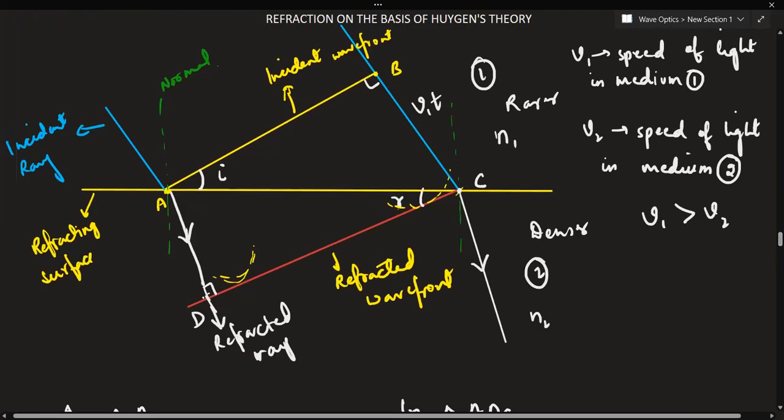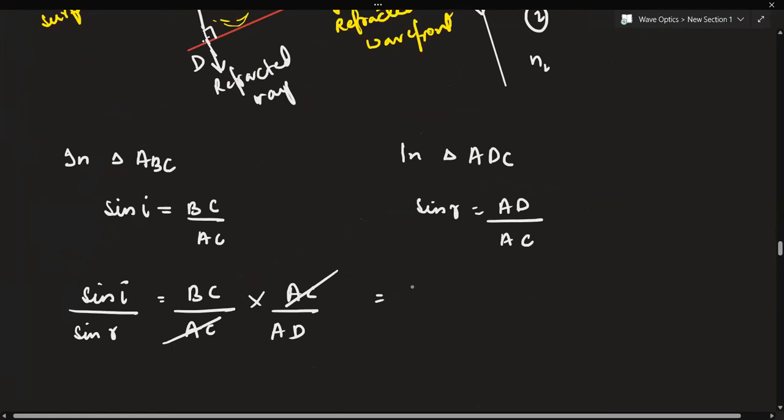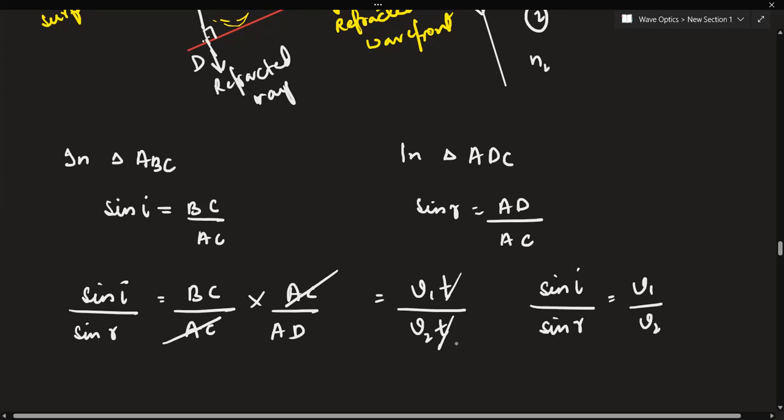Now see, what is BC? BC is the incident light, so that is V1 into T. Similarly, for AD, this is V2 multiplied by T. Time will get cancelled, we'll be left with V1 by V2. So sine I by sine R is equal to V1 by V2. V1 by V2 is basically the refractive index. You can write it as N21 for medium 2 with respect to medium 1.